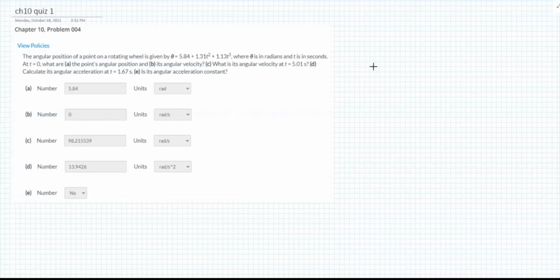Here is a rotating wheel. Here's a point on the rotating wheel. And everything I said before applies here.